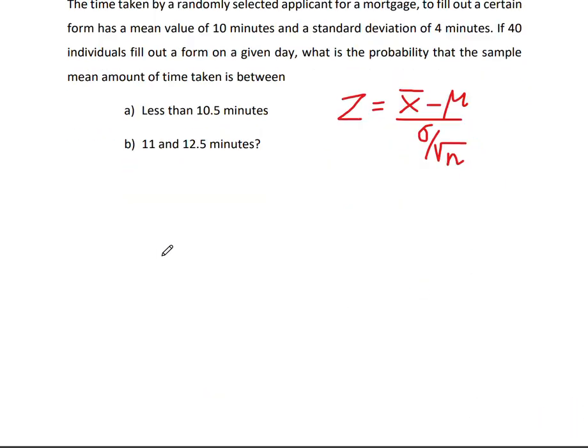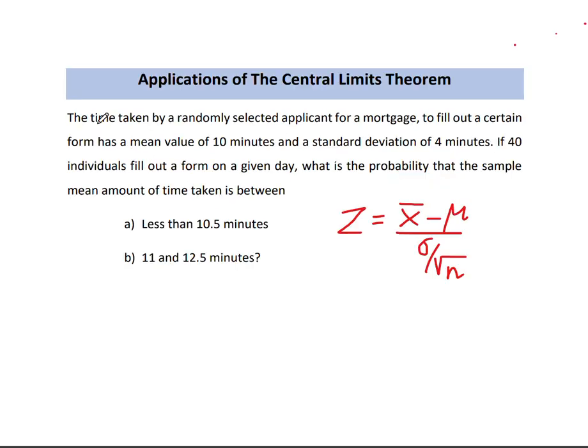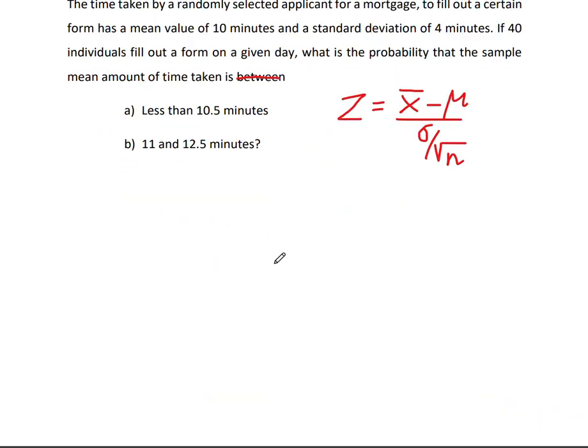In this question, we are told that the time taken by a randomly selected applicant for a mortgage to fill out a certain application form has a mean value of 10 minutes and a standard deviation of 4 minutes. If 40 individuals fill out a form on a given day, what is the probability that the sample mean time taken is, firstly, less than 10.5 minutes, and secondly, between 11 and 12.5 minutes?